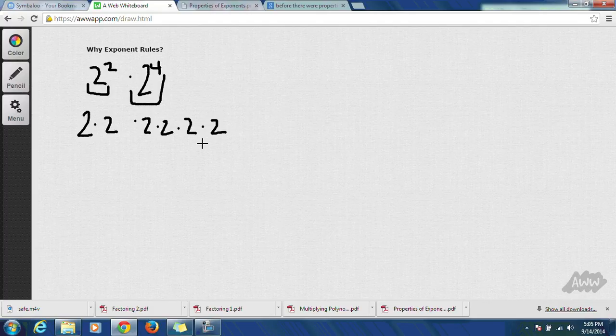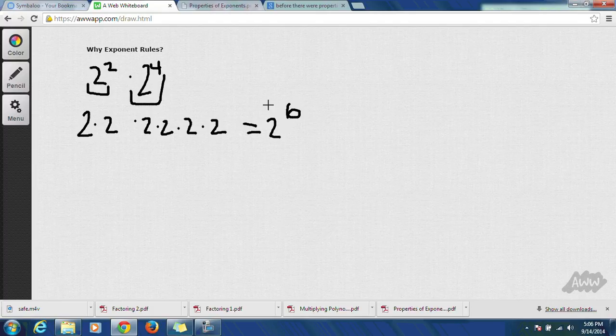What you will find is what I could have just done was 2 squared is 4, and 2 to the 4th is 4 times 2 is 8, and 8 times 2 is 16. And then we could do 16 times 4 to get an answer. Or, what we could have also noticed is if you put all these 2's together, how many 2's do I have? I have 6 2's.